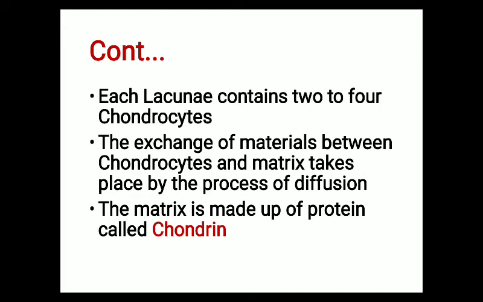Each lacuna contains 2 to 4 chondrocytes. The exchange of materials between chondrocytes and matrix takes place by the process of diffusion. The matrix is made up of a special type of protein called chondrin. So this is also very important. The matrix of cartilage is made up of protein, and what is the name of that protein? It is known as chondrin.